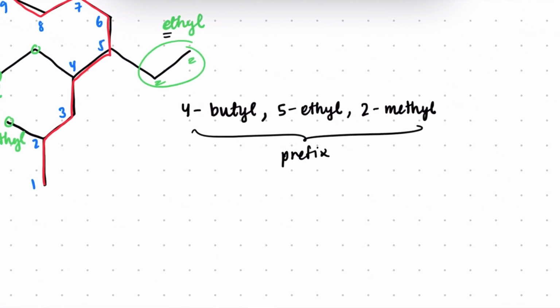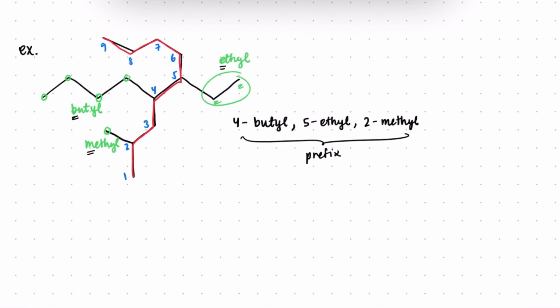Now let's get on with the root word. Here we've got 9 carbons present in our parent chain. So obviously our root word would be non. So this is our root word. I'm just going to write it as RW. And there are no double bonds or triple bonds. It is a fully single bonded compound, and hence we use the primary suffix of -ane. So this is our primary suffix.